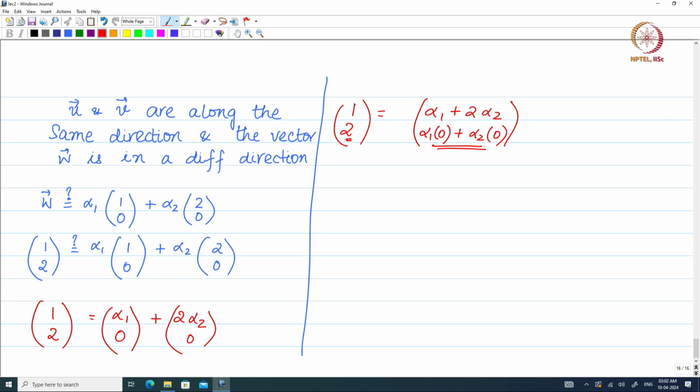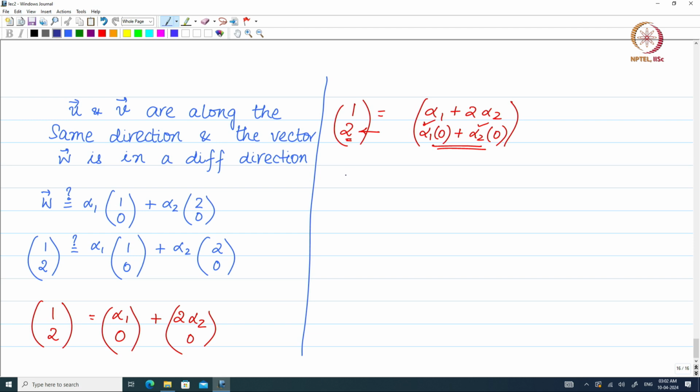Whatever we try to do, even if you put different values of alpha 1 and alpha 2, the product of alpha 1 with 0 and the product of alpha 2 with 0 is always going to give me a 0, and there is no way that I will be able to get the second coordinate 2. This means we clearly understand that if you have linearly dependent vectors, there is no way that you will be able to traverse to all the destinations in 2D, or get every vector in 2D as a linear combination of these two vectors, let us say 1 0 and 2 0.